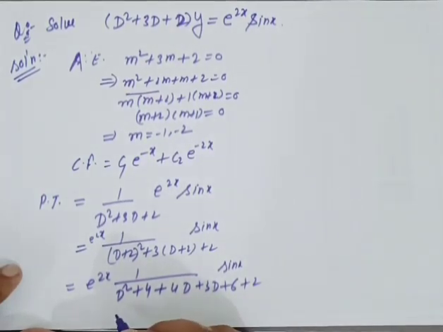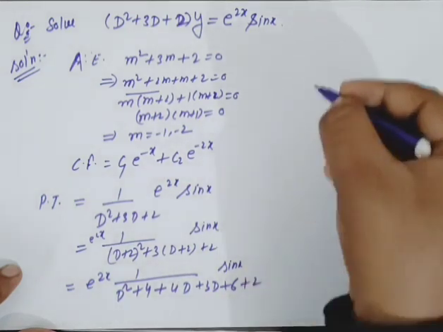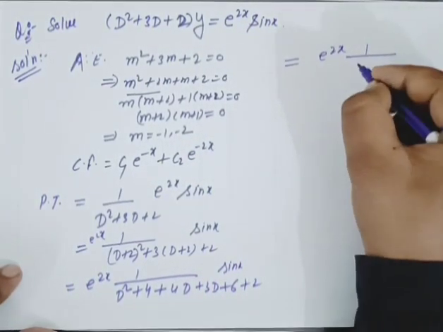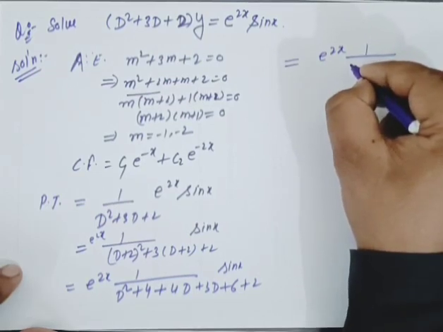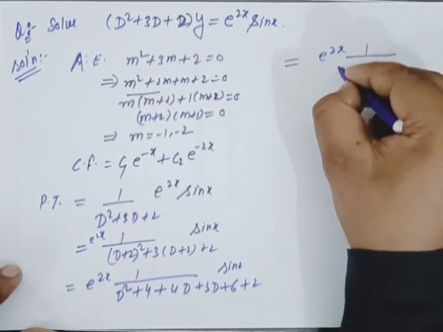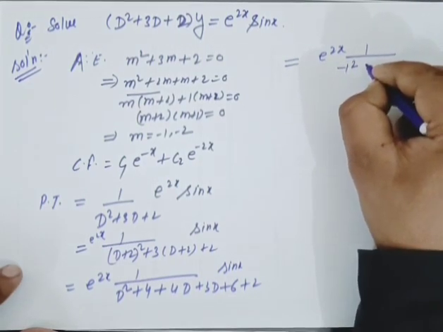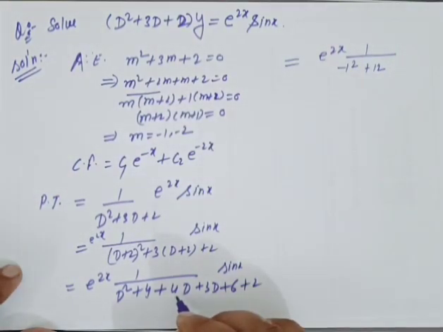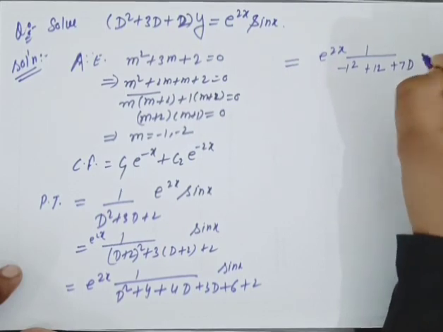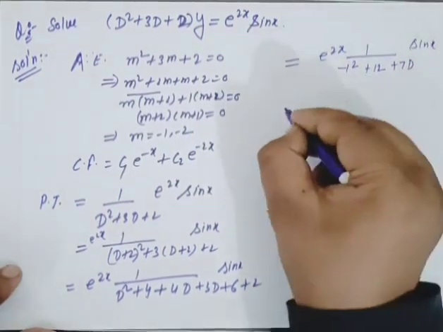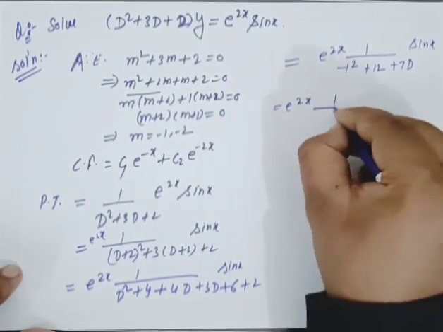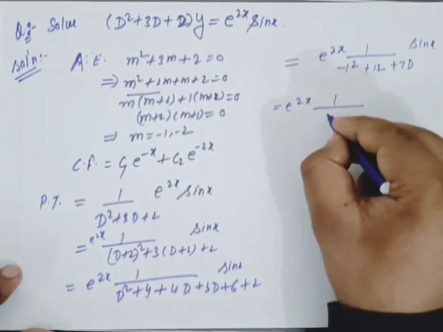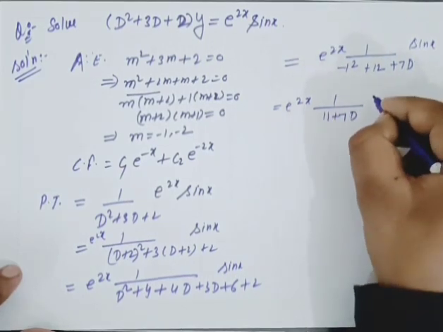After the simplification, because you have the trigonometric function, d square will be replaced by negative a square. Here a is 1, so d square will be replaced by minus 1 square. Then 4 plus 6 is 10, plus 2 is 12, and 4d plus 3d is 7d, acting on sin x. So you can write it as e to the power 2x 1 upon 11 plus 7d, sin x.